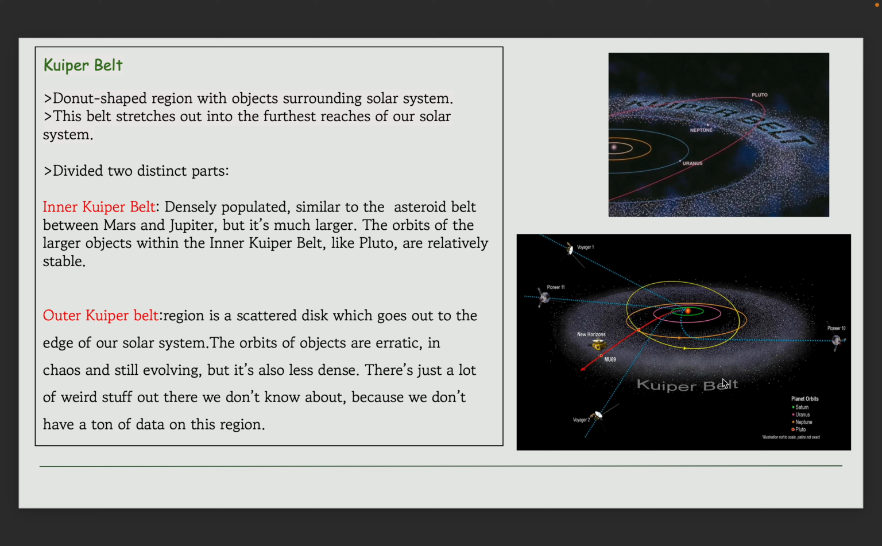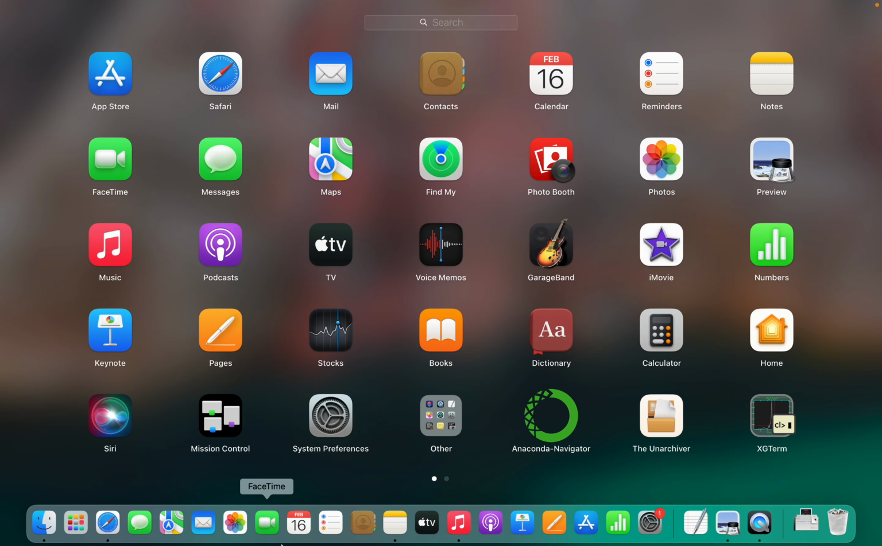This Kuiper belt is divided into two distinct parts. One is the inner Kuiper belt, another is the outer Kuiper belt.